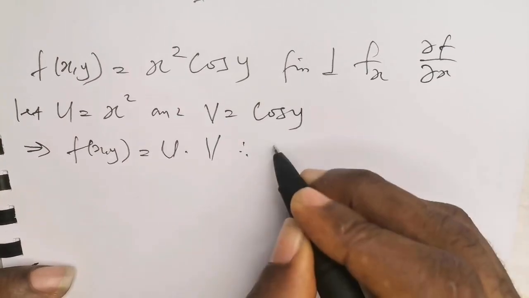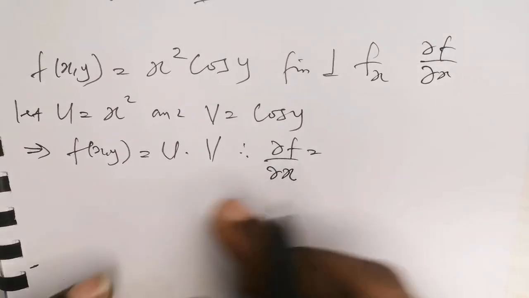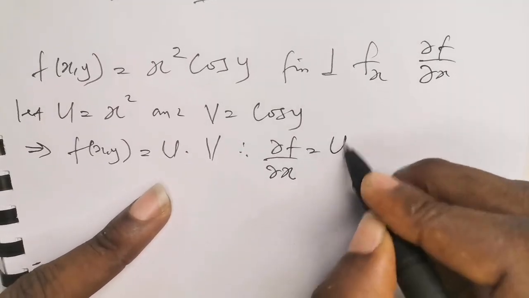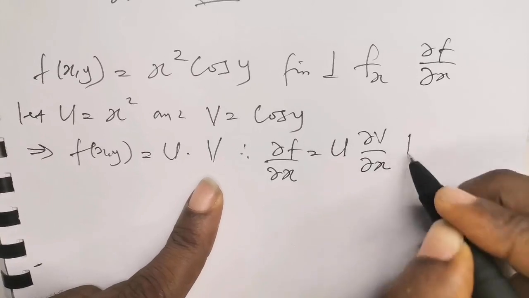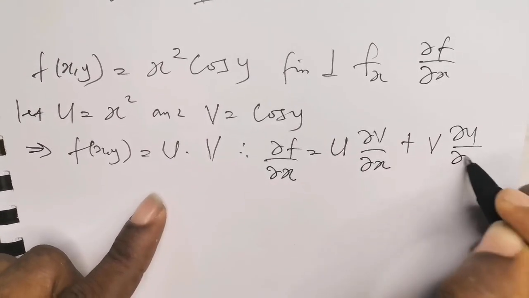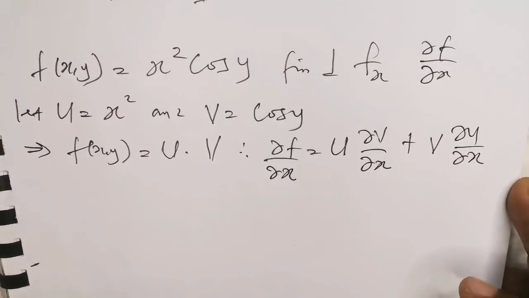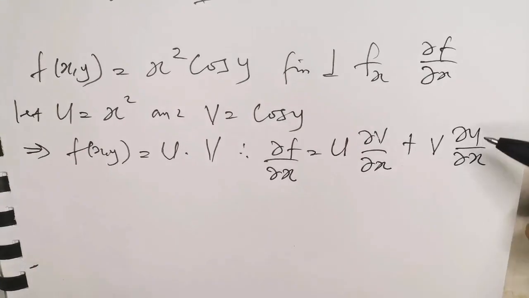And from product rule, the partial derivative of f with respect to only x becomes, remember the theorem, hold u as a constant. So keep u, differentiate v partially with respect to what, x, plus now you keep v as a constant, differentiate u partially with respect to what, x. This is the product rule. So all our target now is to differentiate v with respect to x, differentiate u with respect to x. That's all we are doing.